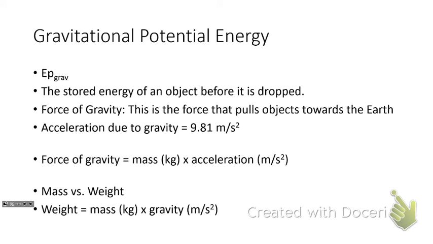Okay. So just to reiterate, potential energy is the stored energy of an object before it is dropped. The force of gravity pulls things towards the Earth, and that value is 9.81 meters per second squared. You have that on your formula sheet. And remember, mass and weight are different. Mass will be the same no matter where you are in the universe, and your weight will be different depending on which planet you're on.